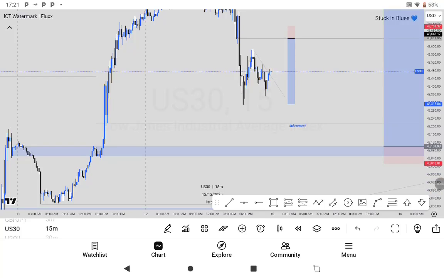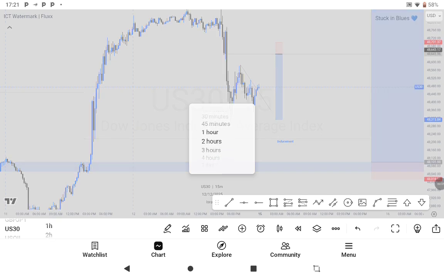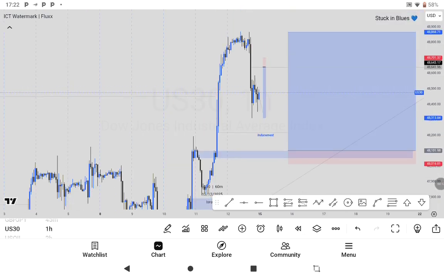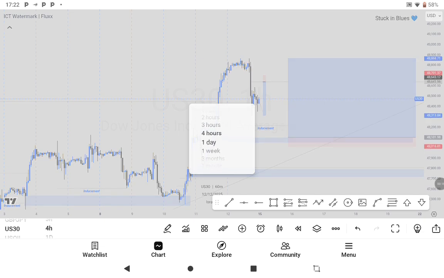Alright. So guys, hope you can see my chart very clearly. I know it's a little bit blurry, but I'm just gonna manage this. So right here, let me show you what I'm expecting on US 30. Let me go to the daily time frame first.